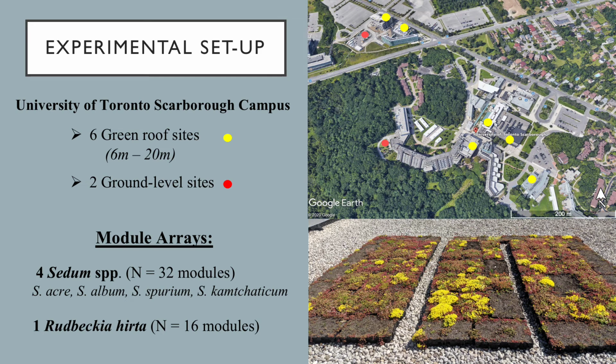Our experimental setup was around the University of Toronto Scarborough campus, and it included a total of 6 green roof sites that varied in height of 6 meters to 20 meters, in addition to 2 ground level sites that were used as controls. We had 45 singular modules that were arranged like seen in the bottom right picture. 32 of those modules were seeded with 4 sedum species, and 16 of the modules were seeded with the non-Sedum flowering plant Rudbeckia hirta.